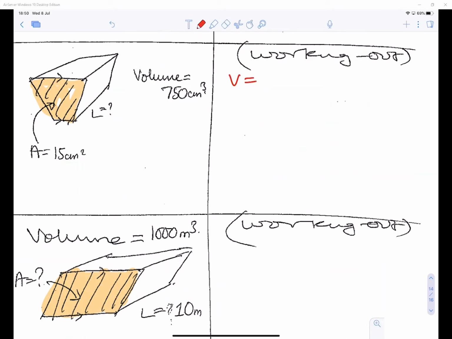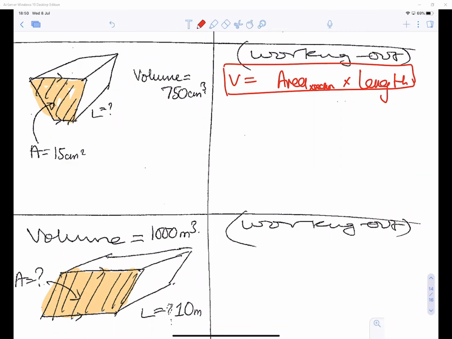So you do volume. Area times by length. Okay, volume equals the area of the cross section times the length. So cross section just means that front shaded part. That's all it means. Then under the volume V, you write 750 equals area, 15 centimeters, times by L. So the L is the one that we don't know. Is that right? Yeah.